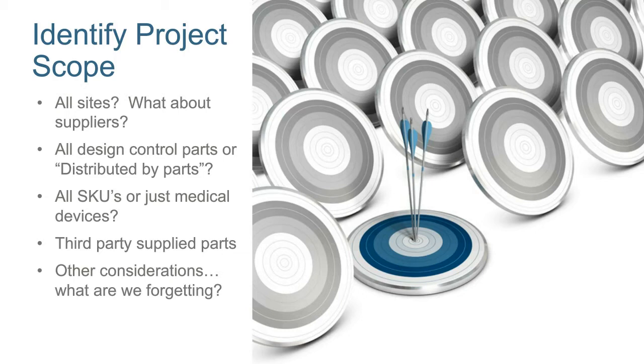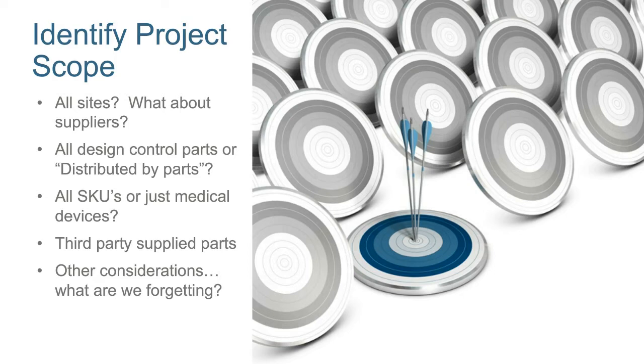Should it include your design control parts packaged and labeled at third-party sites? Should it include parts that you package and label but do not have design control for? Do you label other parts that are not medical devices? Do you print labels for in-process parts? Do you produce specials or customs or patient-specific parts? Are they in scope? Does your ERP system handle these parts in a way that allows for them to be in scope? Should you include parts at different sites? Should you include parts that can be made in more than one location?